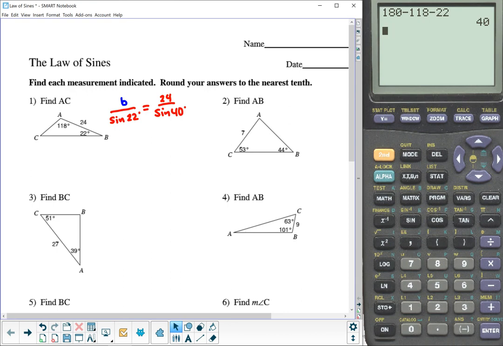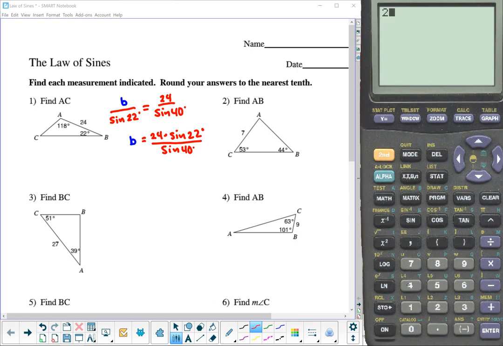To do this, just multiply by sine 22 on both sides. I will do this on this first one only, but I will get B equals 24 times sine 22 degrees over sine 40 degrees. And when you do a couple of these, you'll get the hang of it. I'm showing this the first time only, to show you what's going to happen. You can imagine the 24 moving up here, because it's on the bottom and now it's going to go to the top. That's what's really happening.